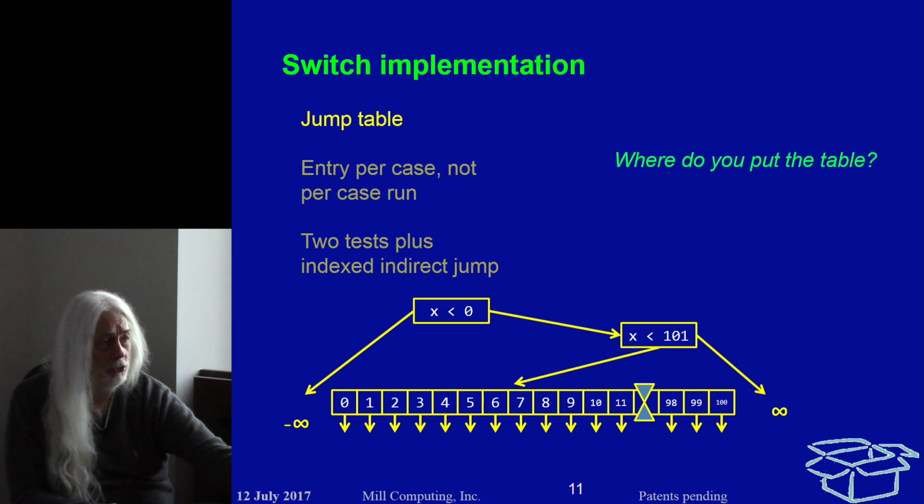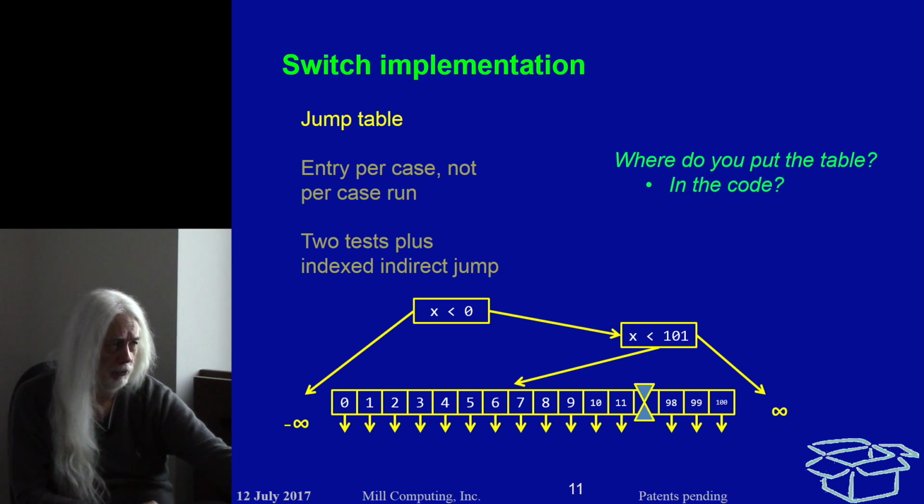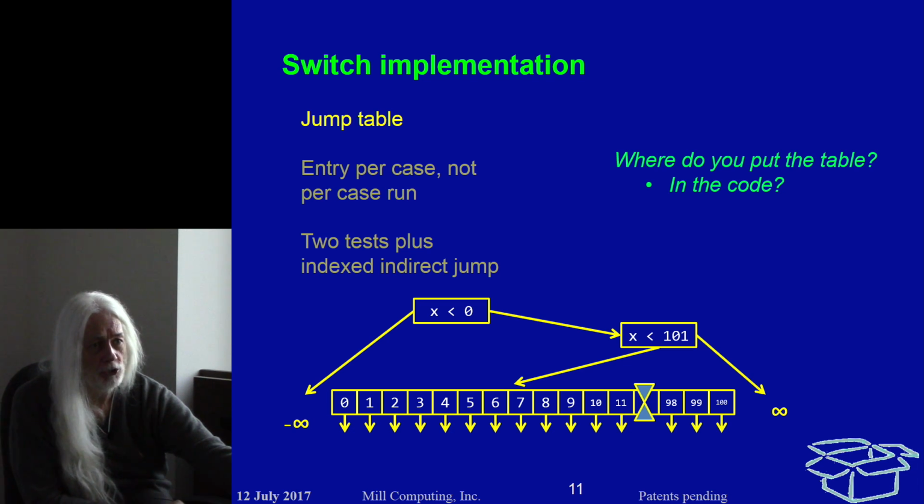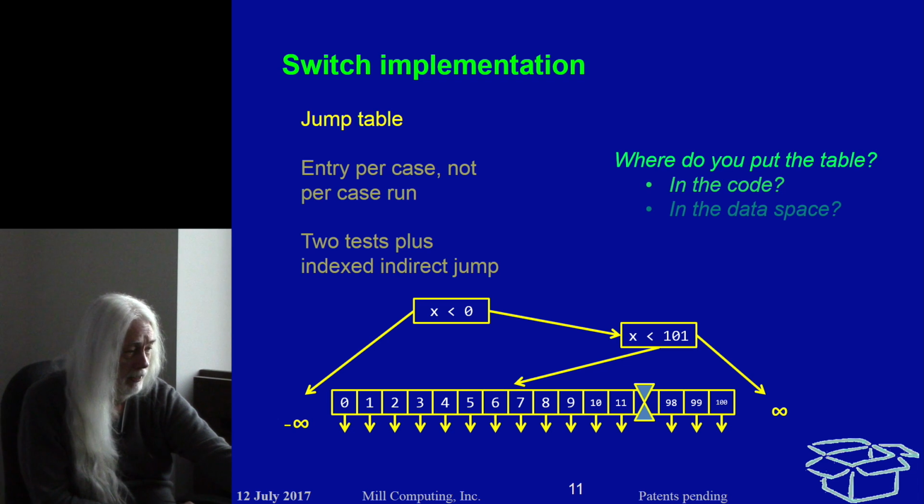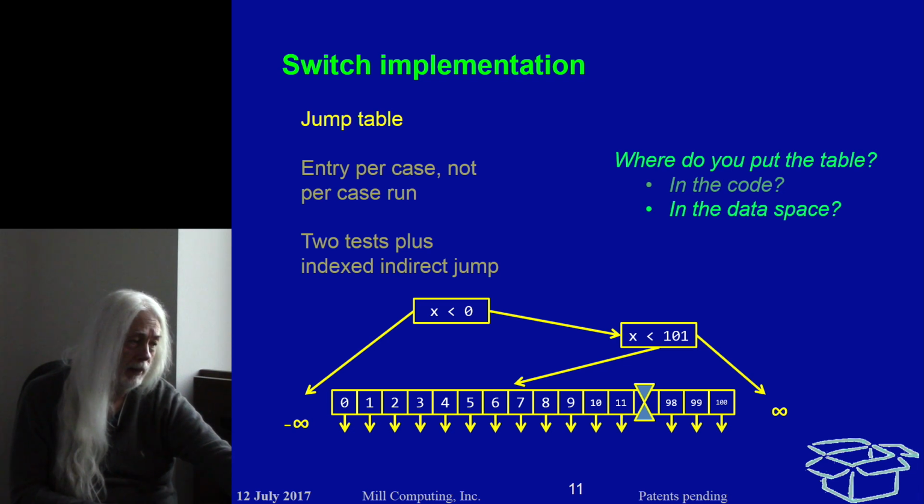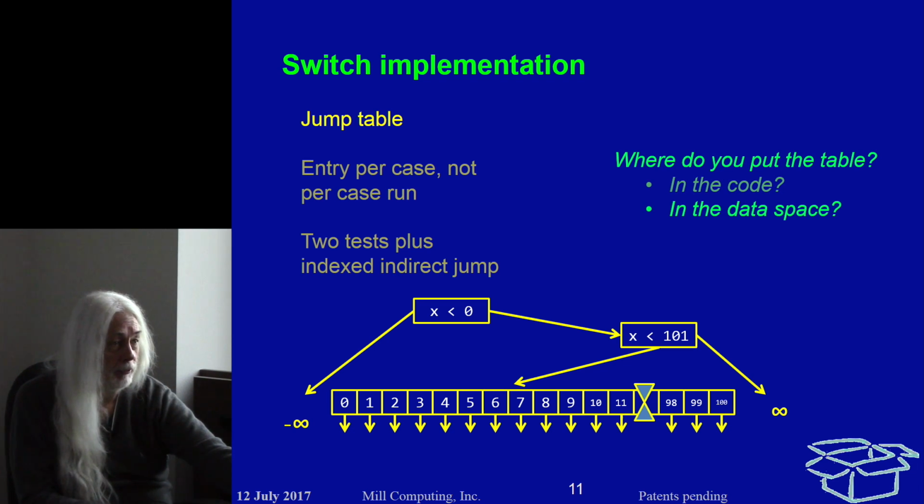Now, when you do use a switch table, you wind up having to address one question, which is where are you going to put the table? One possibility, because the table is constant, is you can put it right in the code itself. And that was, in fact, the traditional way of doing it up until about the 1980s or thereabouts. It's a classic Fortran approach. Or alternatively, you can put the table in the data space. These have different trade-offs that I'll touch on later.